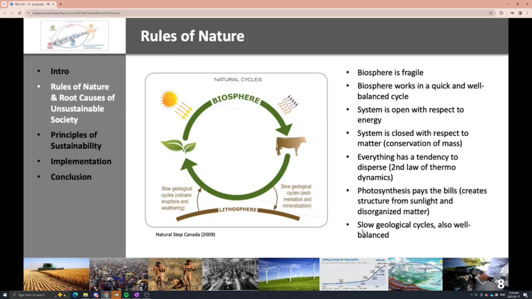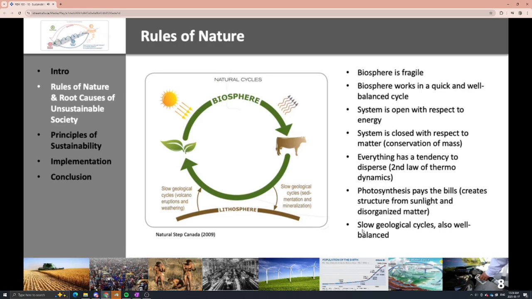The other key point is that nature works in 2 efficient and well-balanced cycles where nothing is wasted. There is the slow geological cycle where we exchange matter with the lithosphere, and there's a much quicker biological cycle where new organic material is produced through photosynthesis and then used to build more complex structures or used as fuel for a wide range of biological activities.